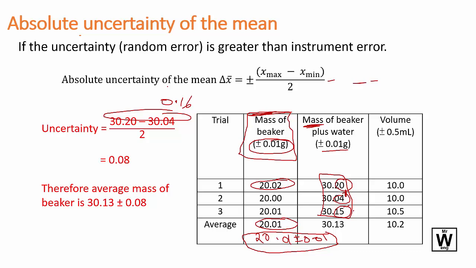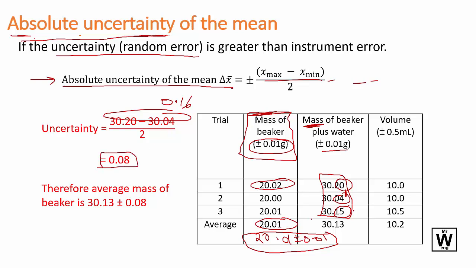So what do you do when the random error or the uncertainty is greater than what it should be? And so that's 0.16 divided by 2, and that gives us a 0.08. And so for this one, you take whatever is larger.